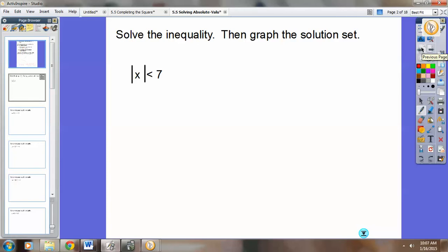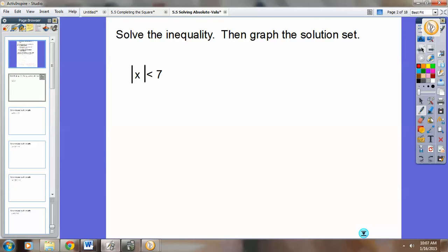Here's the first one. I'm going to start off easy for you. The absolute value of x is less than 7. The absolute value of x is less than 7. Those absolute value bars should be a dead giveaway that something is different, right? We're not just solving a basic inequality. Those absolute value bars tell us we solve two.